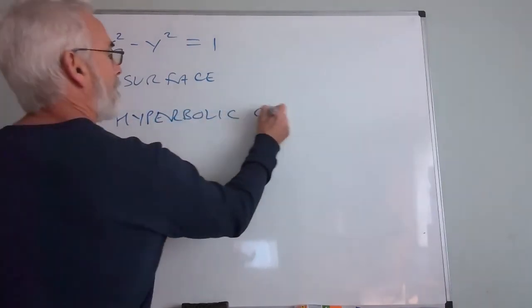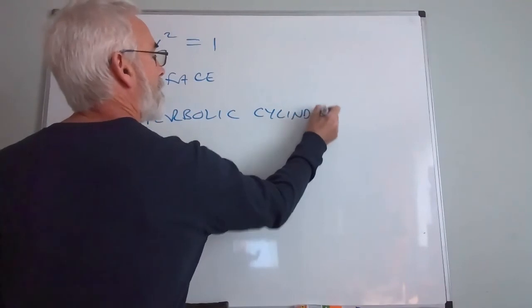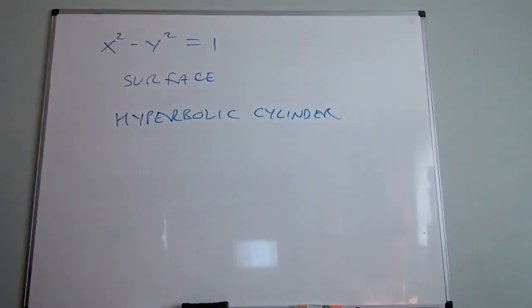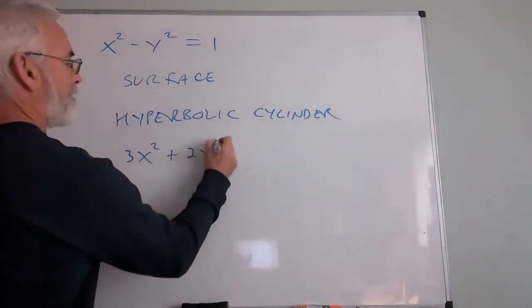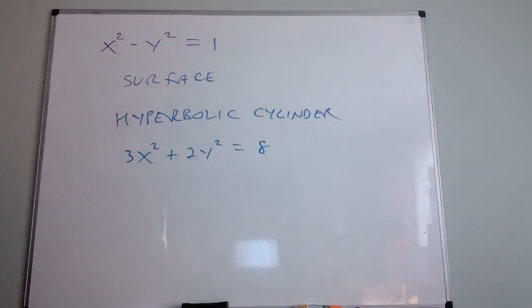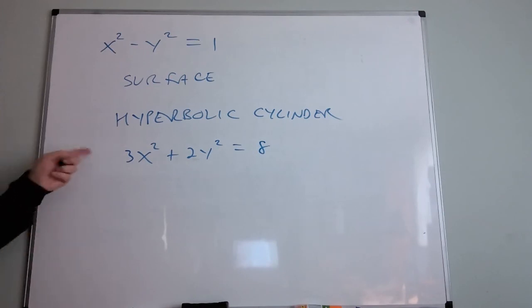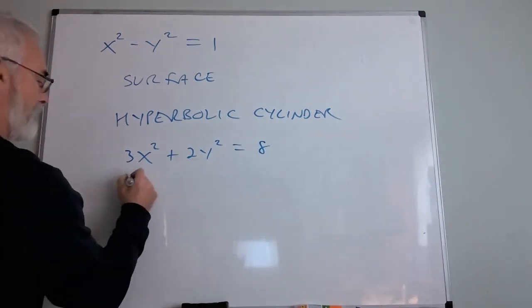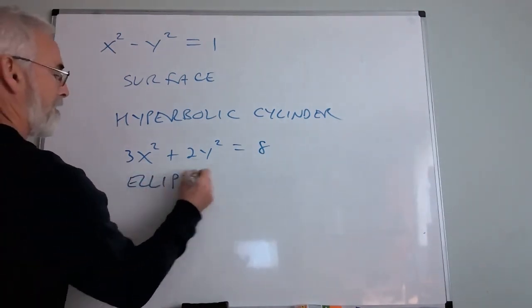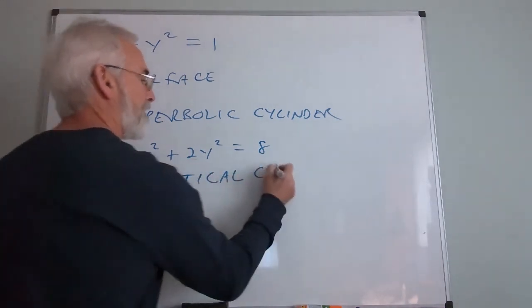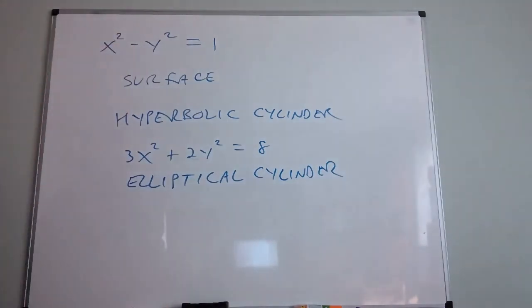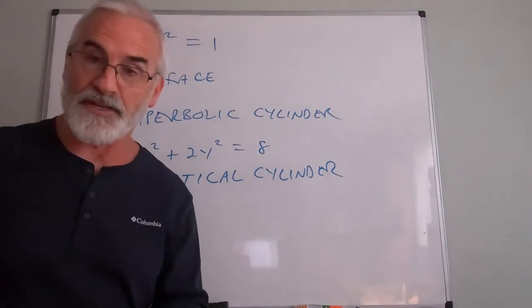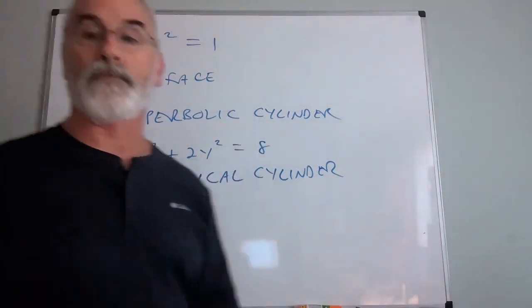hyperbolic cylinder. If I'm saying surface, well, in two dimensions, I know this is an ellipse, so this is an elliptical cylinder. It's actually that simple. If you know it's a surface and there's only two variables given, then it's that type of cylinder.